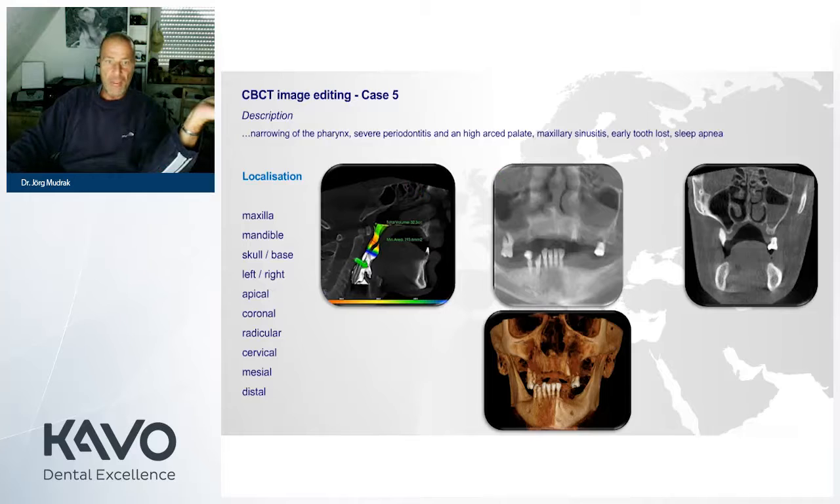First of all, you see the narrowing of the airway space. You see a severe periodontitis, a high arched palate, a maxillary sinusitis. This patient suffered under an early tooth loss. He suffers also under sleep apnea, which could be related to that restricted area of the airways. So this is the information that we have for our department. Nevertheless, you can see from this lateral view that we have always, or quite often, some parts of the cervical spine in our images. Only depends on how we position the patient.